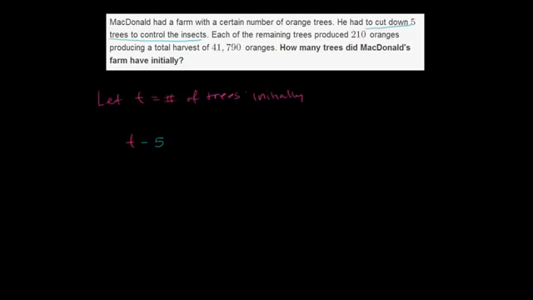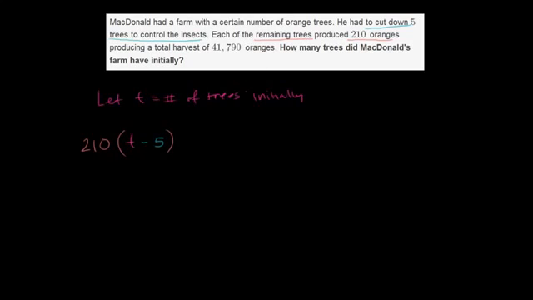Now they tell us that each of the remaining trees, and we know there are T minus 5 remaining trees, produced 210 oranges. So each of these T minus 5 trees are going to produce 210 oranges. So this is the number of oranges the T minus 5 trees are going to produce. This is the number of trees times the oranges per tree. So this is the total number of oranges produced after cutting the 5 trees.